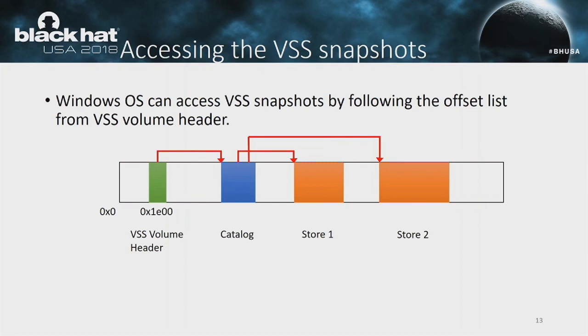Actually, there is further data called VSS volume header beside the catalog and store. VSS volume header is created at the offset 1E00 in hex of the NTFS volume. VSS accesses snapshots by following the offset as in this figure, like this.